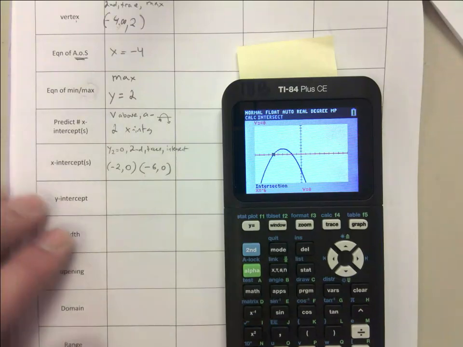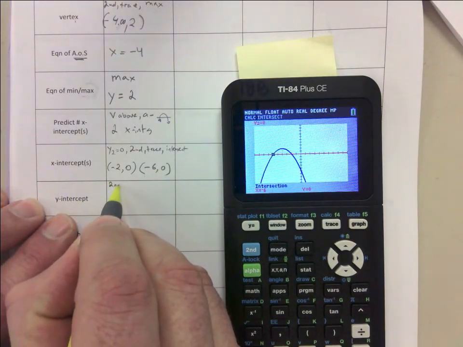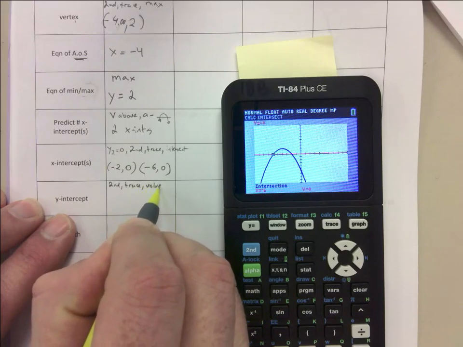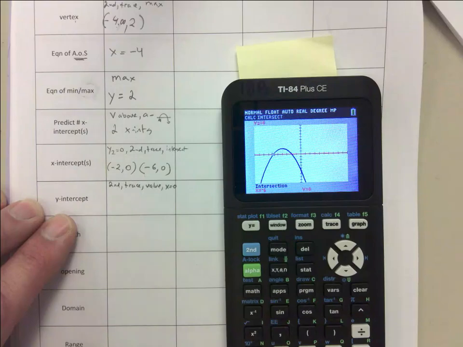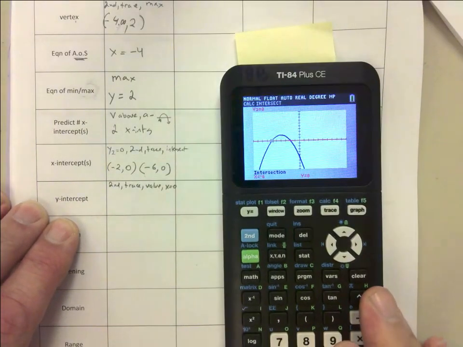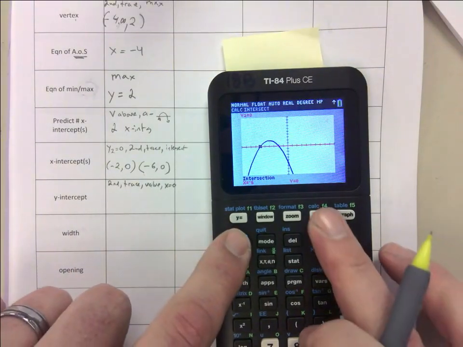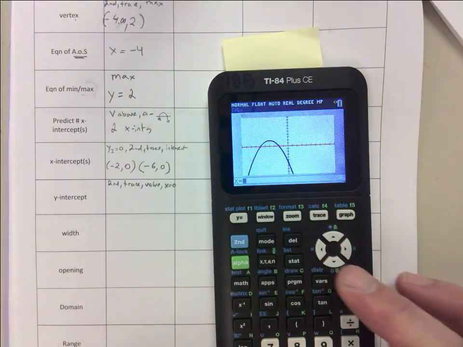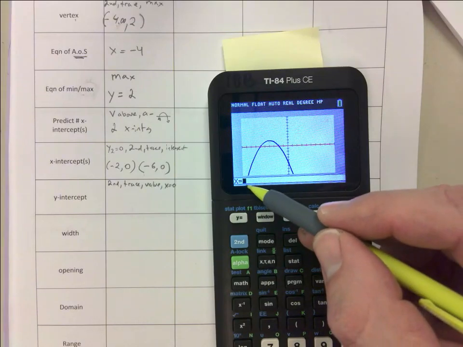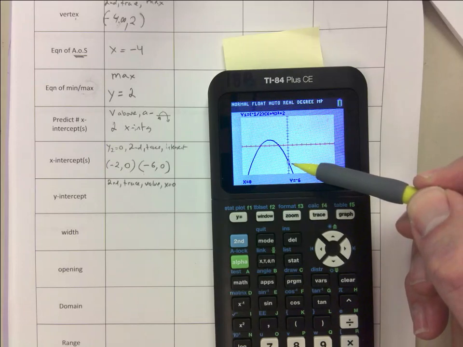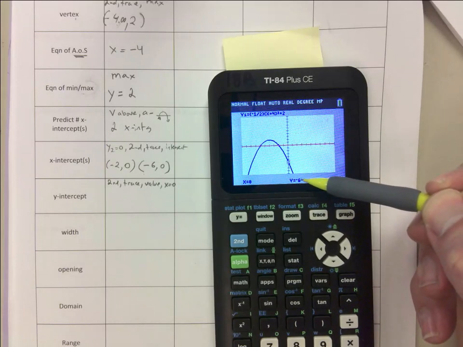How do we find the y-intercept? Second, trace, value, x is equal to 0. So you're basically going to plug in 0 for x. That's what you're doing. Second, trace, value. We let x equal 0. There's my y-intercept. What is the y-intercept? 0, negative 6. See that?